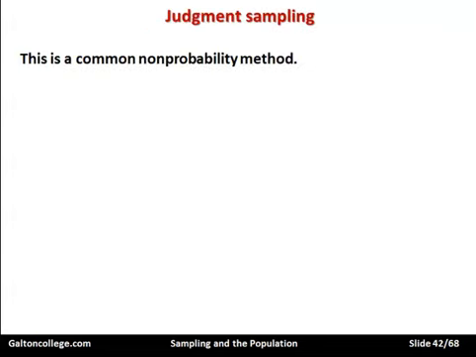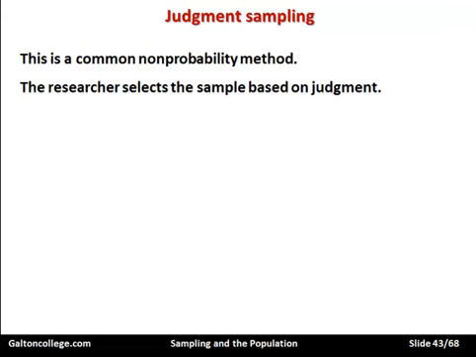Judgment sampling. Well, this is a common non-probability method. The researcher selects the sample based on judgment, and hence, of course, it's biased. It reflects the opinions, attitudes, ideas of the researcher. The researcher doesn't like certain people, doesn't like their appearance. Those people may not be included in the sample because the person has decided that he or she doesn't want to talk to them. So it's judgment.